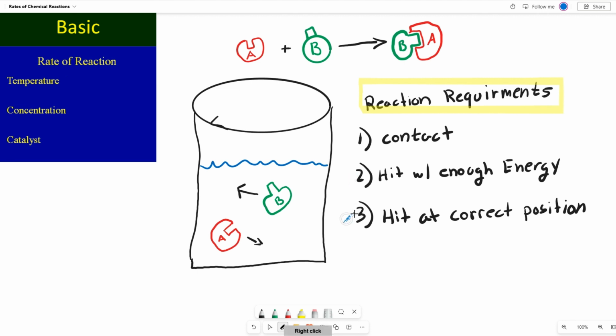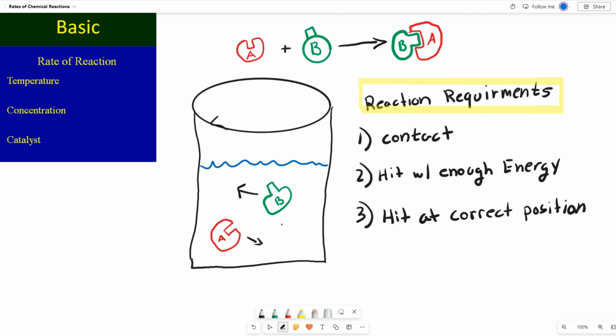The third thing that holds true for a reaction to occur is they have to hit each other at the proper position. Again, think of those Lego pieces. If I take two Lego pieces, no matter how hard I push them together, if they're not lined up correctly, they're not going to go together. Well, you have this little bulbous part hanging out here on molecule B and this little indentation here. That's where they need to line up to react. If they hit each other in any other position, they're not going to react. So these are the three conditions that hold true in order for two molecules in solution to actually react with each other.